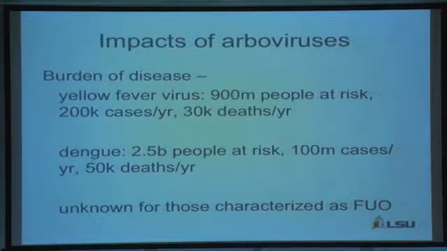So they cause a significant burden of disease. Some of this is knowable, and so for yellow fever virus, about 900 million people worldwide are at risk of this infection. It causes about 200,000 cases per year and an estimated 30,000 deaths per year. Dengue is the big one right now with its pandemic going on, and the size of the tropical human population. There's 2.5 billion people at risk. That's about 40% of all people on Earth living in dengue endemic areas. It causes at least 100 million cases per year and at least 50,000 deaths per year.